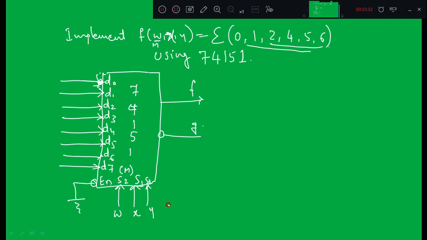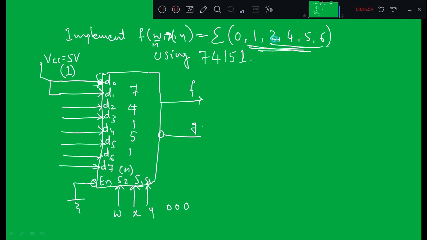Right, so when input select lines are 0 0 0, D0 is selected, and do we have 0 in the given function? Yes, so D0 needs to be connected to VCC, which is equal to 5 volt, and digitally we represent it as 1. Next, D1 is also there, so connect it to VCC, checking the given function. Right, so which all digits you have, you take that particular data line and connect it to VCC accordingly, if that particular data line subscript is there in the given function.